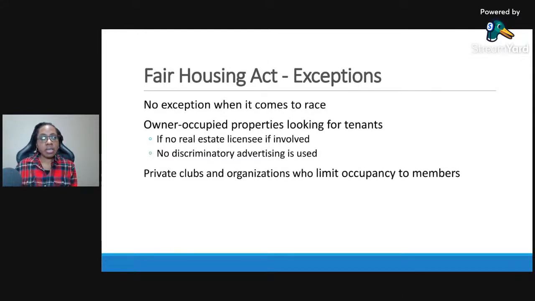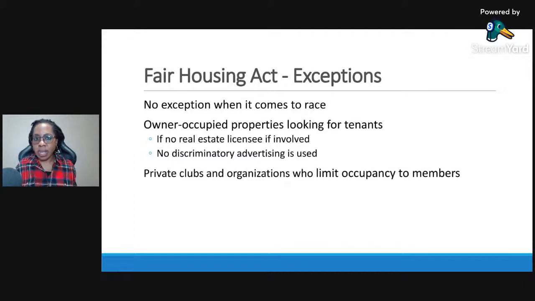All right, so some exceptions to the rule. Remember that there is no exception when it comes to race. Owners who occupy the property, when they are looking for tenants, the law allows them to essentially discriminate against who they can let to live in the building. So let me give you an example. Let's say I'm not licensed, okay? I'm licensed, so I can't do any of this stuff. So I'm not licensed, right? And I am renting my own place. It's a 4 unit building, and I live in one of the units.